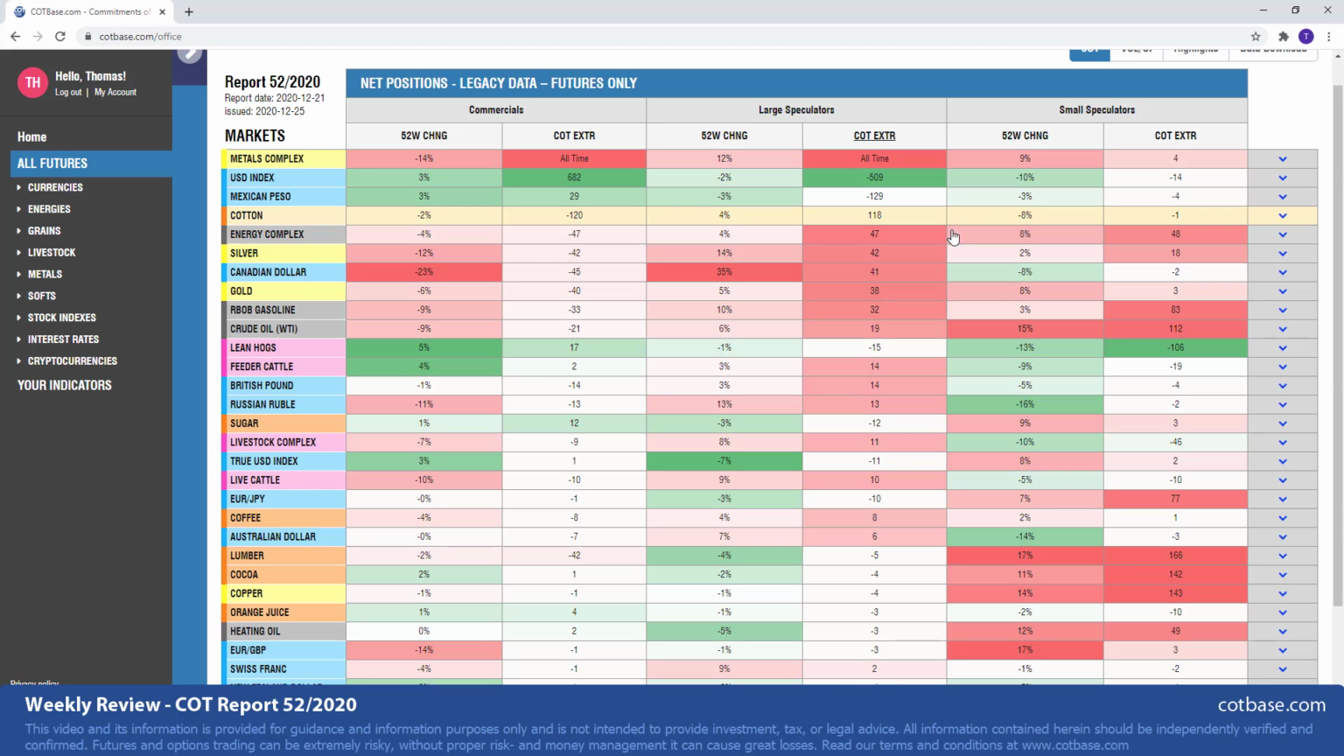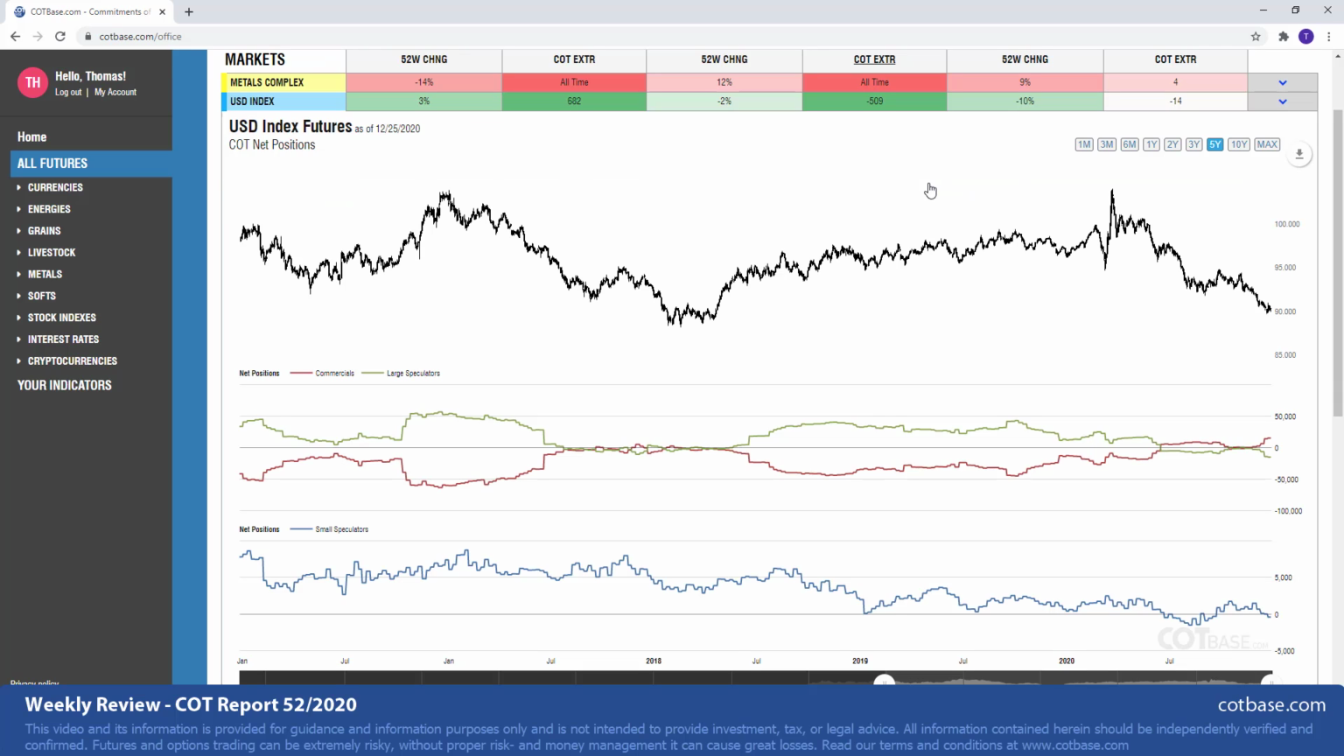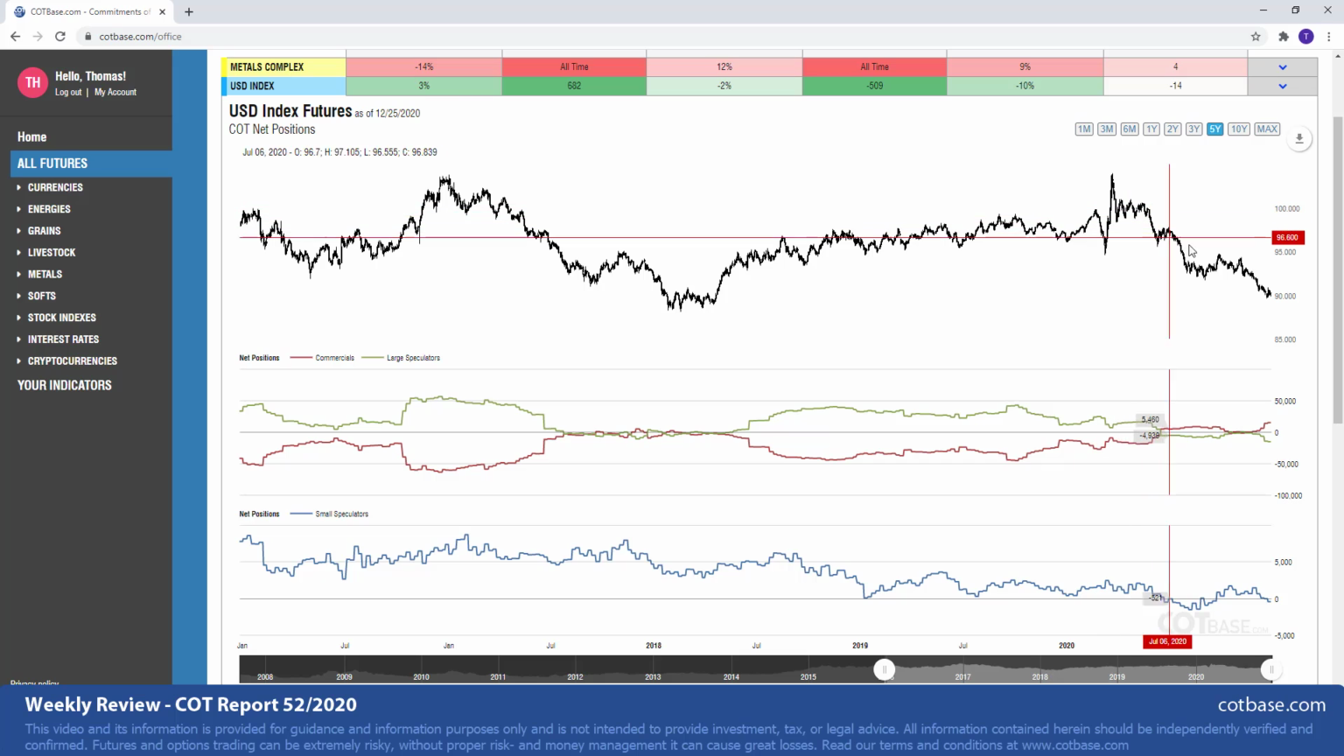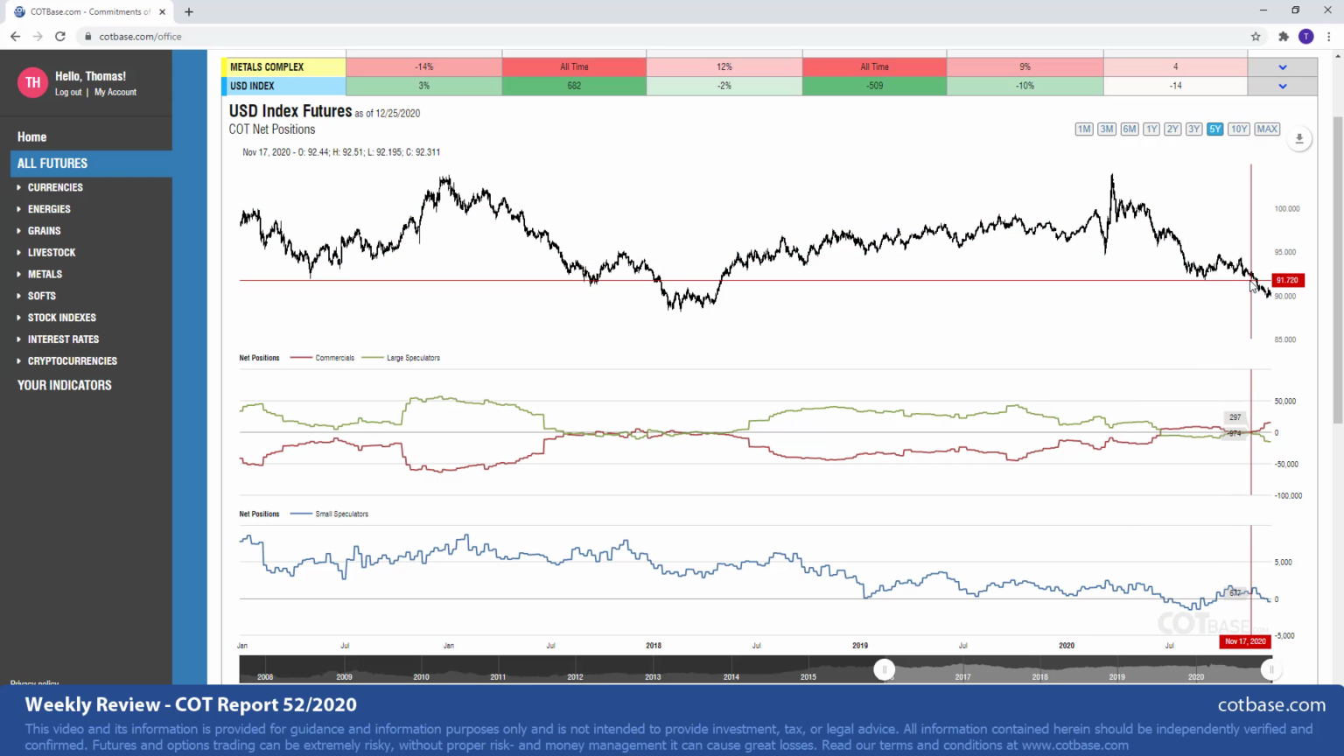Moving on to large speculator COT extreme. Let's open the dollar index with a 509 report extreme in large speculators positions. There's an even greater extreme in commercial, 682 report extreme. So that's over there. It is, of course, an unquestionable bullish COT extreme, very, very large, coming after a steep decline in this market. This is suggesting we should see a shift in this trend. We should see higher prices in the dollar, meaning a strengthening of the dollar against other major currencies.